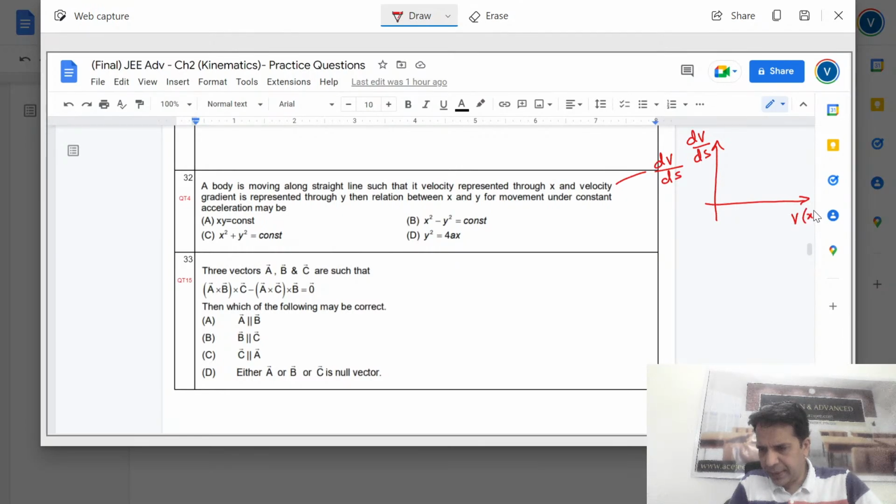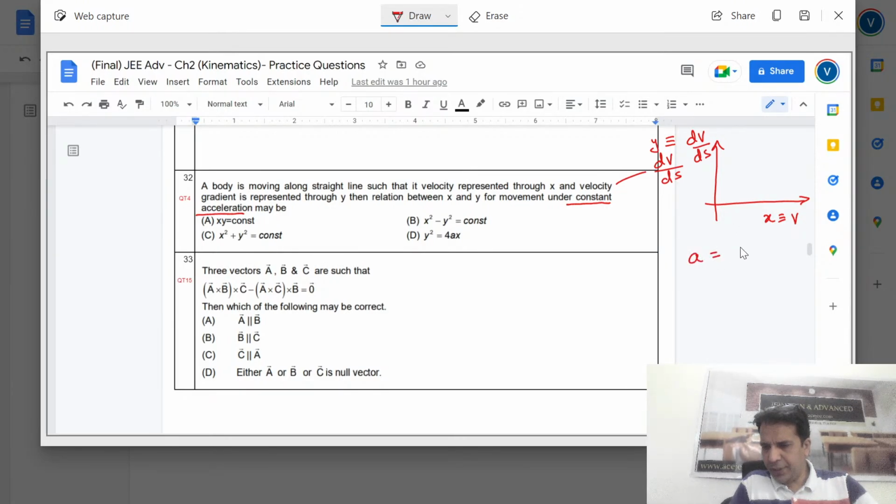So if this is the x and this is y, then what is the relation between x and y? Under constant acceleration, acceleration is constant. And so a, x, y is equal to constant. Wonderful.